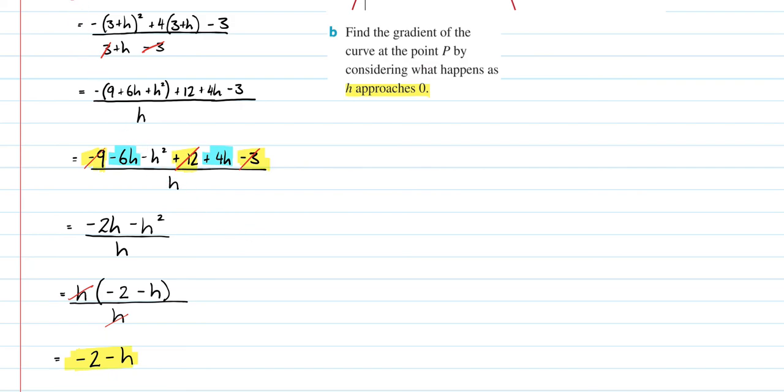So what we're going to do here is go, as the limit of h approaches 0, and I'm doing this for negative 2 minus h, what's going to happen here is that it's just going to be negative 2, because as that h approaches 0, it just goes away, which means I'm just left with negative 2. So that is going to be my answer for B.